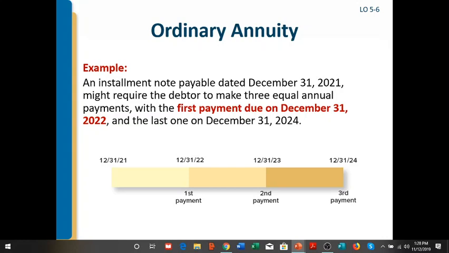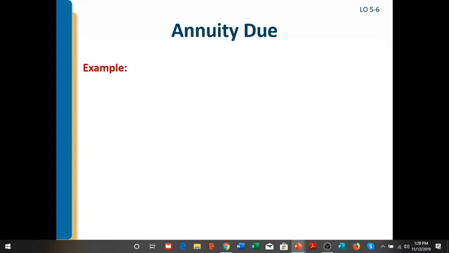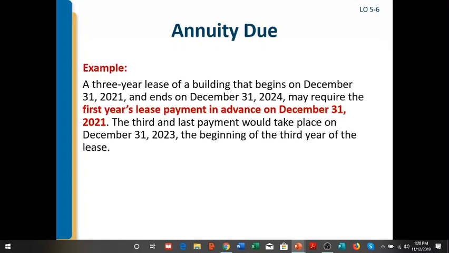Whether it's end of year, end of month, it's basically the same idea though. Annuity due here, the first payment's up front. Okay, so same example, 3-year lease beginning December 31, 2021, with the first lease payment being on December 31, 2021, and the last one being December 31, 2023. And of course, the lease ends December 31, 2024, so it's a prepayment.